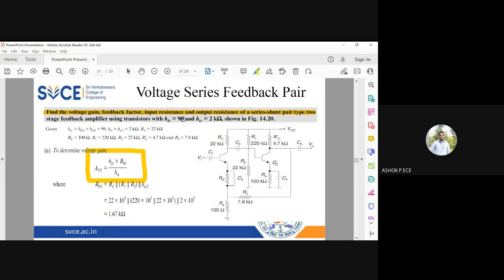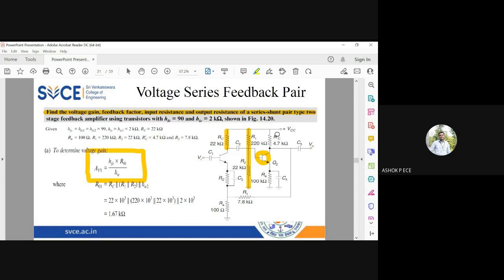HFE, you know, it is 90. HIE is going to be 2K. R01: you see, in the output side of your transistor 1, you have one resistance RC, you have R1, R2 there, and you have HIE of this transistor. And you will find that all these are in parallel. So RC parallel to R1, parallel to R2, parallel to HIE.